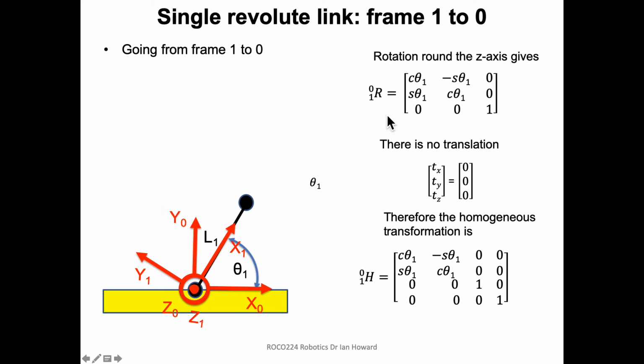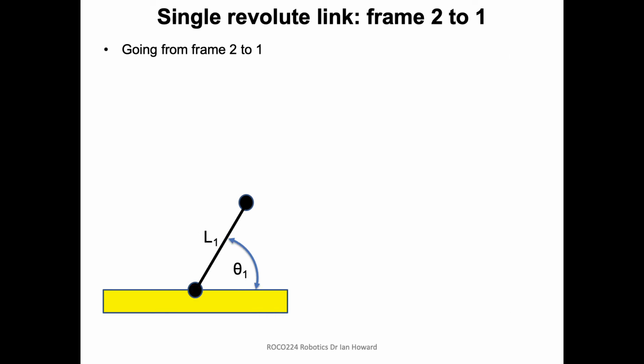So we've got a rotation around the z-axis. We've got no translation at all, though. So the homogeneous transformation which takes us from frame 1 to frame 0 is the z-axis rotation matrix, the 3x3 rotation matrix component there, with the 3x1 translation of 0, 0, 0, and then the bottom line again is always 0, 0, 0, 1. So that will map from frame 1 to frame 0.